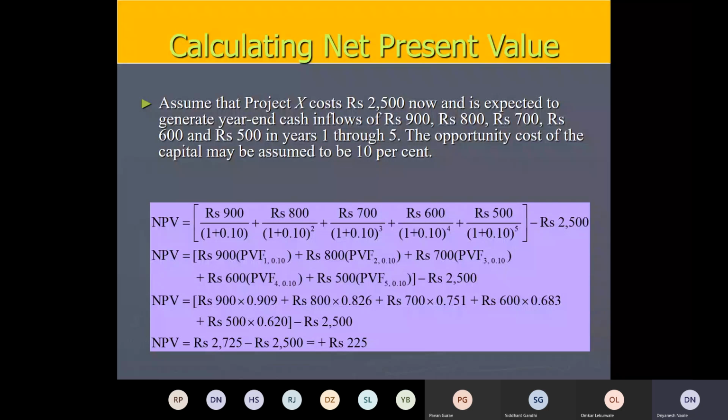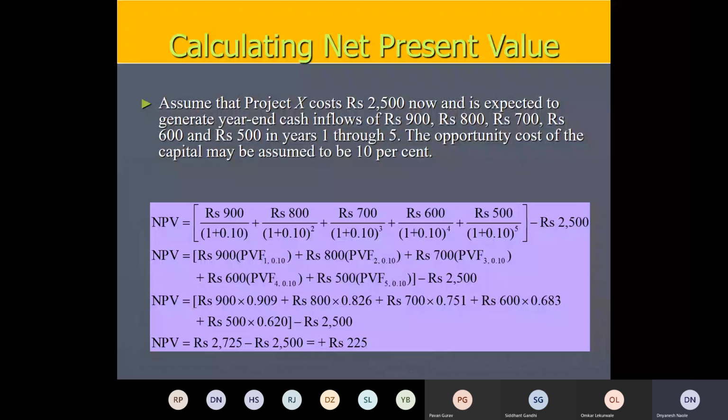So first year it is going to generate 900 rupees at the end of the year. Then second year 800 rupees. Third year 700 rupees. Fourth year 600 and fifth year 500 rupees. Okay, so opportunity cost of capital is given as 10%. Basically opportunity cost of capital means every year your capital will grow by 10% of the year end figure of the previous year.